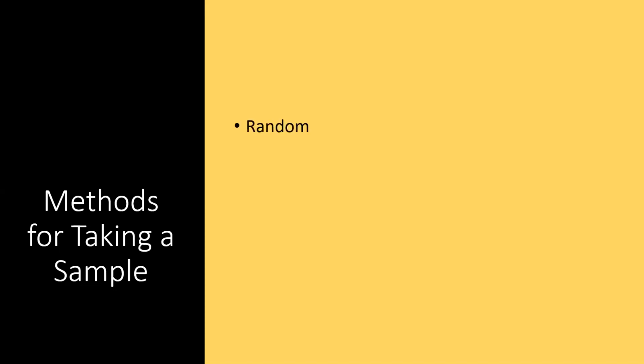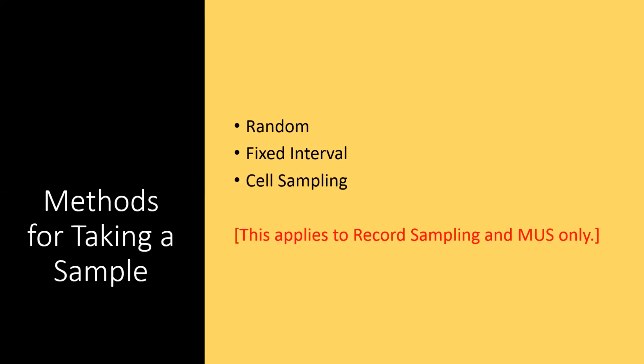There are three methods that we use to choose a sample when we have monetary unit sampling or record sampling. The random method, we have the fixed interval method, we have the cell sampling method, and importantly, please note these three methods apply only to record sampling and monetary unit sampling. Classical variable sampling is a completely separate thing. All right, so we're going to focus on two types of sampling, monetary unit sampling and record sampling, and then we're going to look at the three different ways in which we can choose our monetary unit sample or we can choose our record sample.